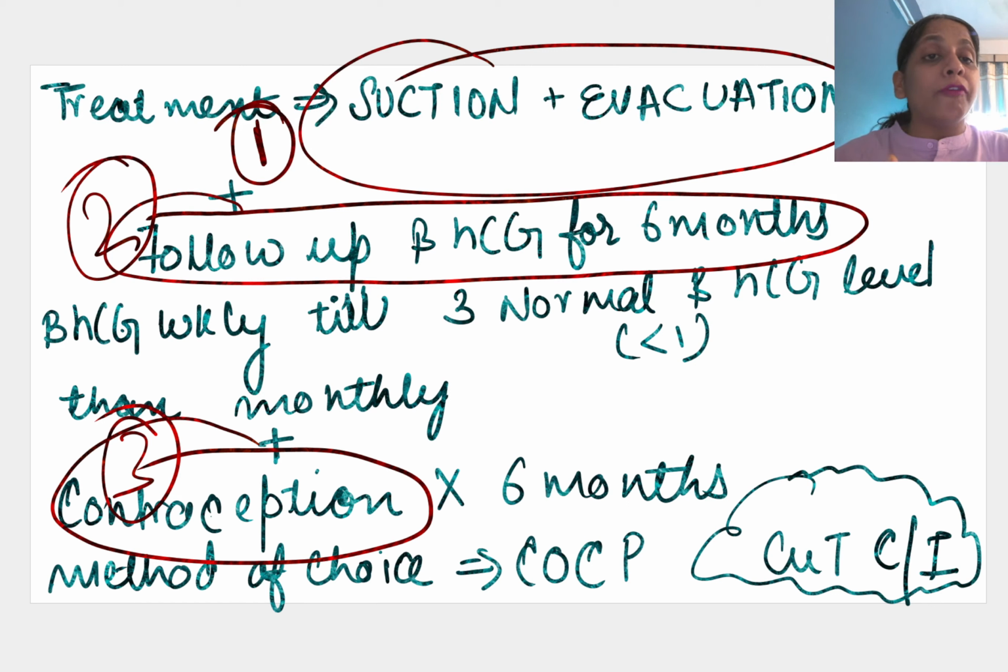Follow up of beta HCG for 6 months. Contraception by combined oral contraceptive. Say completely: contraception by combined oral contraceptive for 6 months. Suction evacuation. Okay.